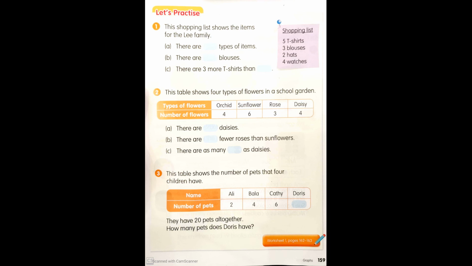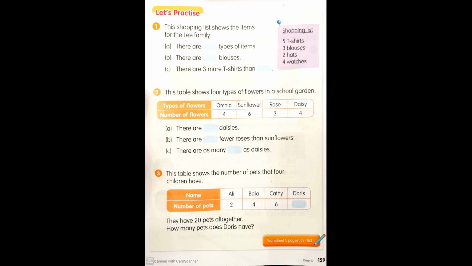C, there are as many as daisies. So which ones are equal, as many as, the same as? Which other flower to daisies has the same number? Orchids. Very good. So you put, there are as many orchids as daisies. They're the same number, 4 and 4. So these 2 flowers, you put orchid in the blank. If you can't, it's too big, write it.